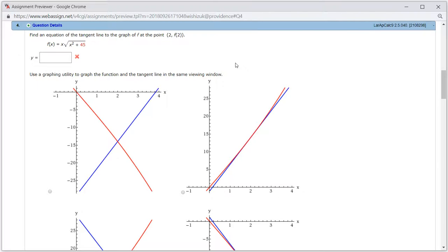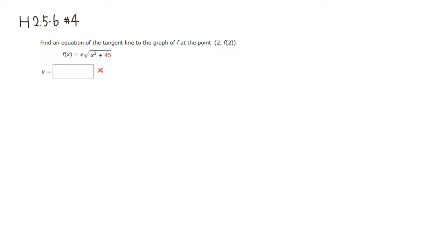All right, let's look at homework 2.5, 2.6, problem number 4. We want to find an equation of the tangent line to the graph of this function at 2, f of 2. So let's do that. Whenever you look for an equation of a line, we need two pieces of information. First piece is a point. I'm going to call it x1, y1.